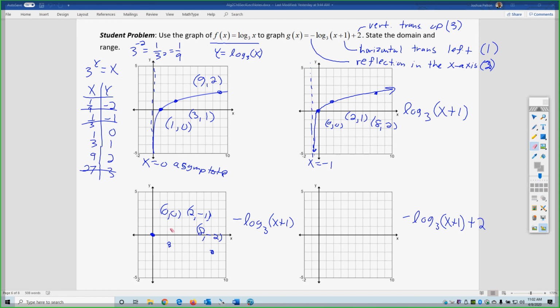So flipping over the axis doesn't shift us left or right. So the asymptote still stays the same, x equals -1. We're just going the other way now because we flipped our graph.